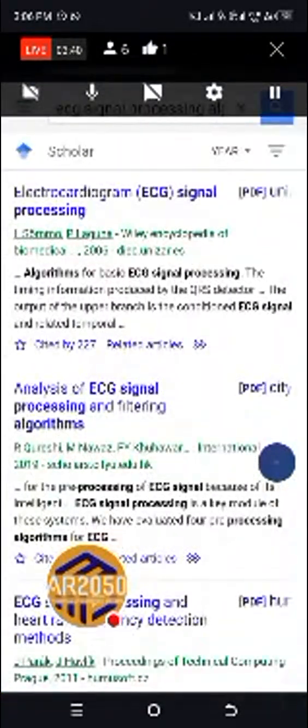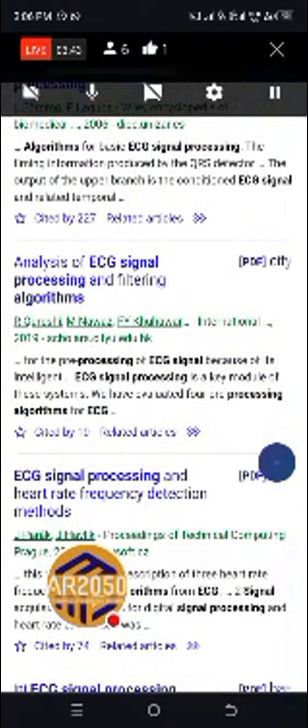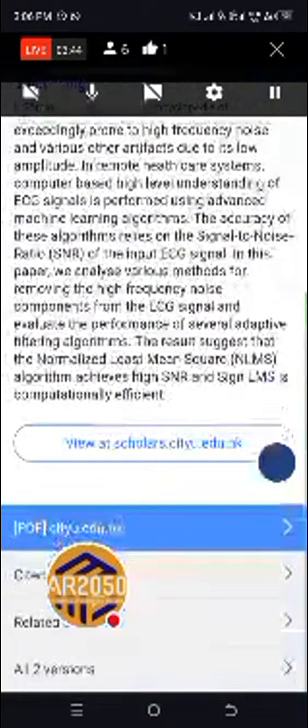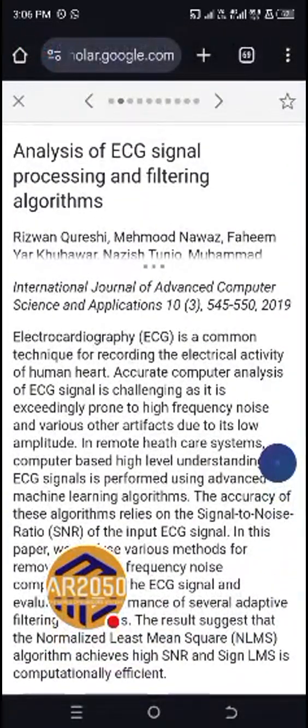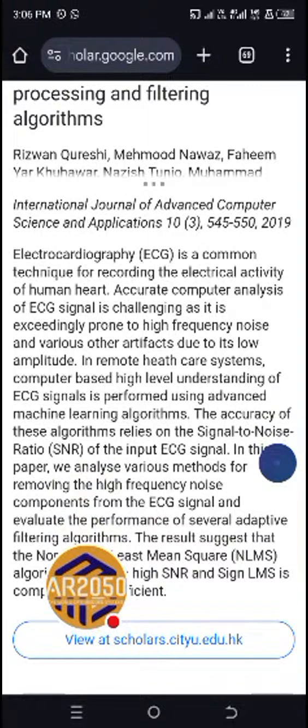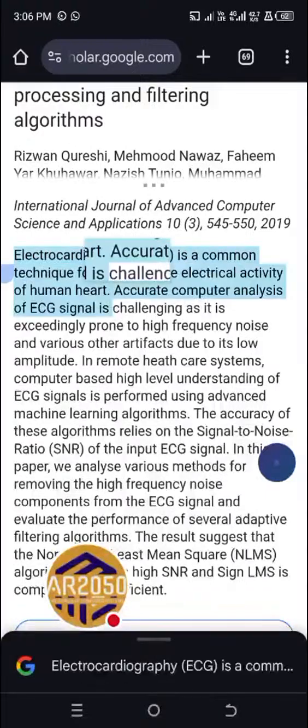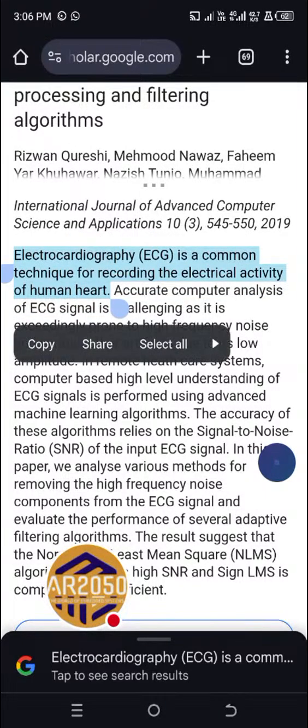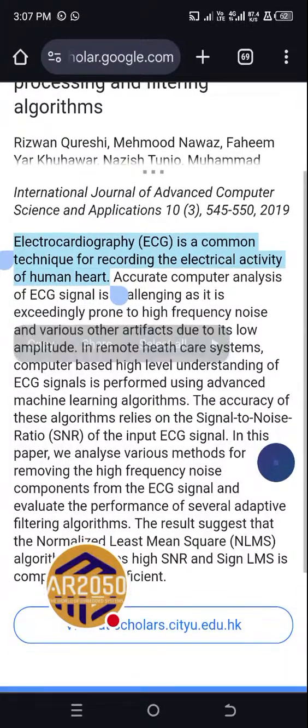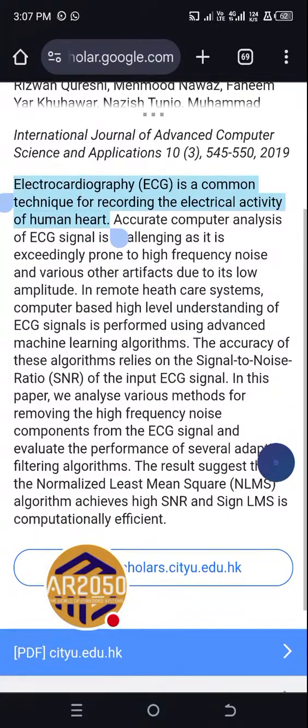Okay. And the further thing, analysis of ECG signal processing and filtering algorithms. If we go to that, the filtering algorithms: the electrocardiogram is a common technique for recording the electrical activity of the human heart. So obviously the ECG is performed for recording the electrical activity of the human heart whenever the heart pumps.